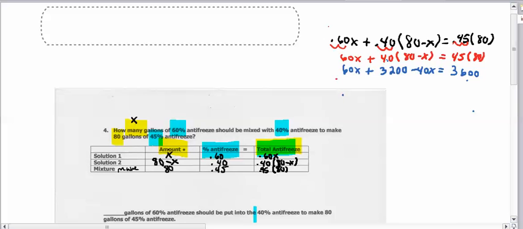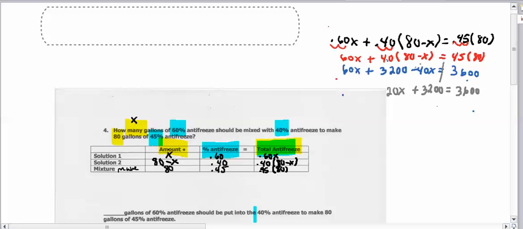Alright, now we're going to combine like terms. So all we're doing now is just solving equations. We have negative 40, positive 60, so it's going to be a positive 20x, because 60 minus 40 is 20, plus 3,200 is equal to 3,600.